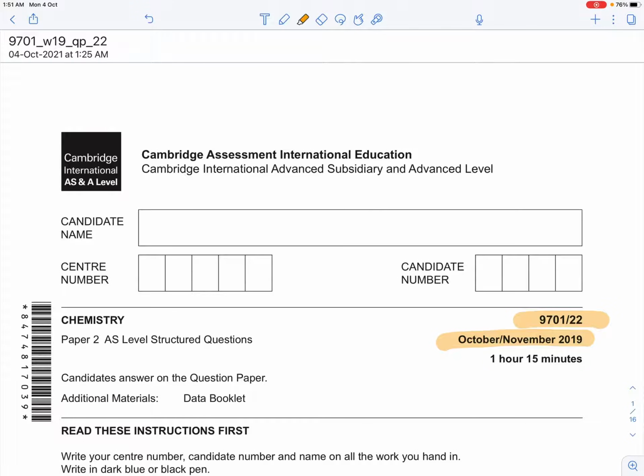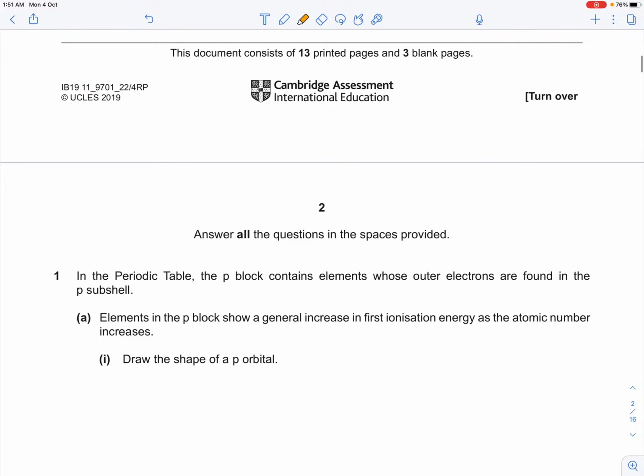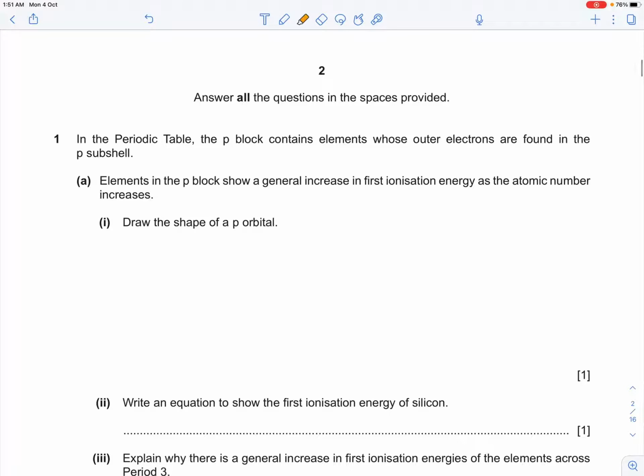So let's just start with the questions. The first question says that in the periodic table, the p block contains elements whose outer electrons are found in the p subshell, right? So they're talking about the p block of the periodic table.